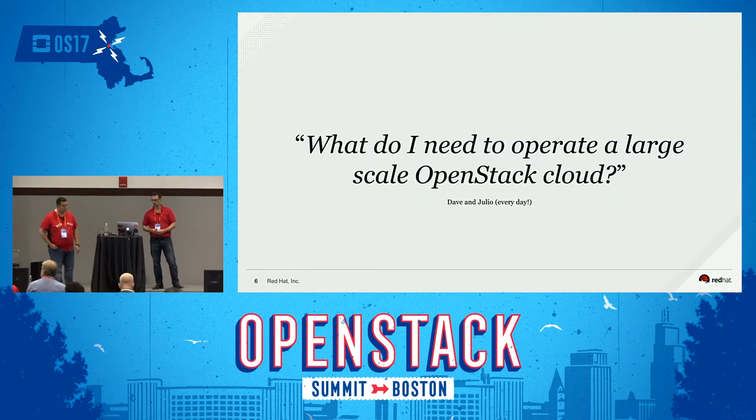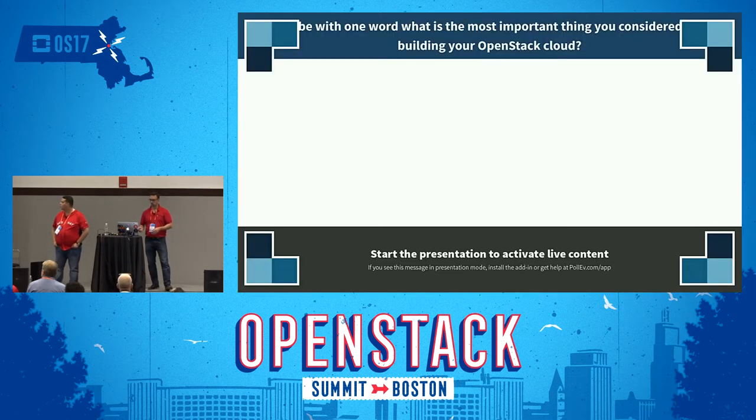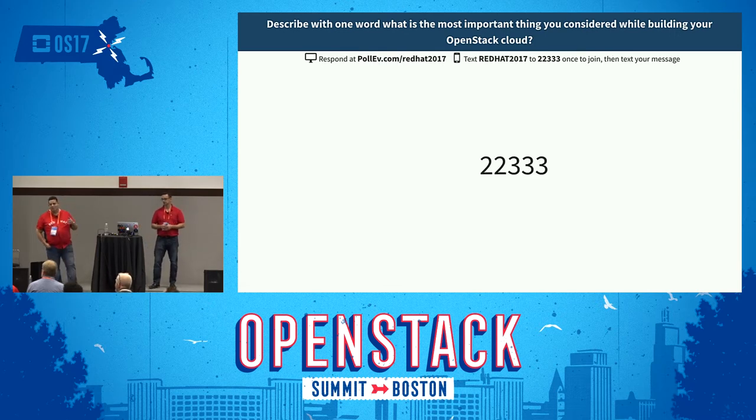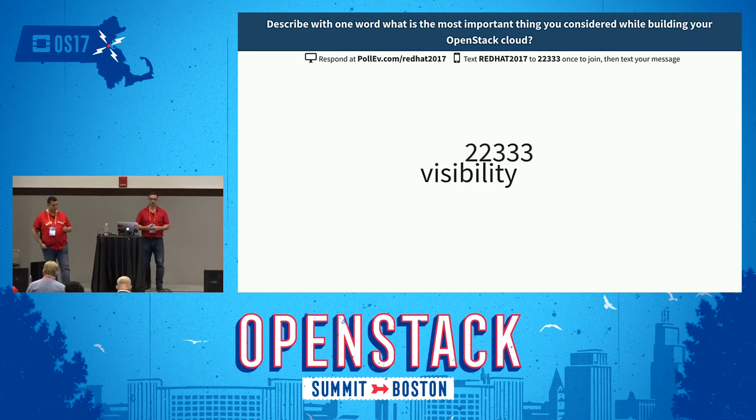Everybody has quotes in their presentations. We're going to start with a quote that we ask ourselves every day: what do I need to operate this cloud at a customer site? And then we have another poll. This is the fun one. Can you describe with one word what is the most important thing you consider while building your OpenStack cloud? What is that important component that you are considering while you are building your OpenStack cloud? So any word. Oh, we have 2233, okay.